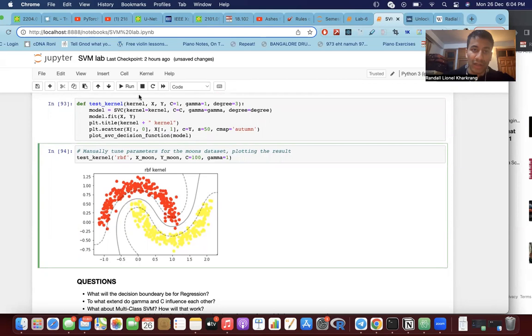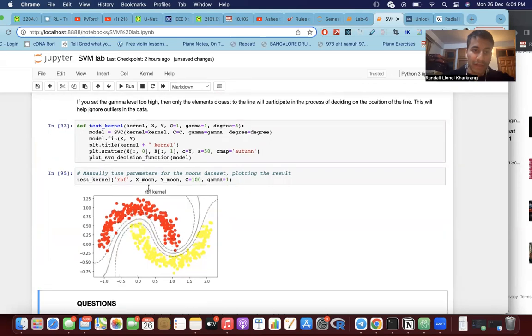So let's go to 100. Let's see what happens. See the margin, it's getting tighter and tighter as we increase, right? You can think of this as the regularization term you see in Lasso. It's kind of the same idea.